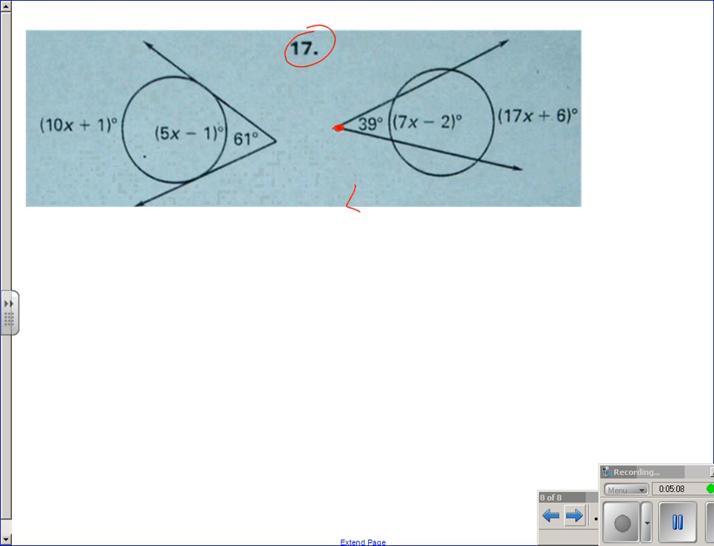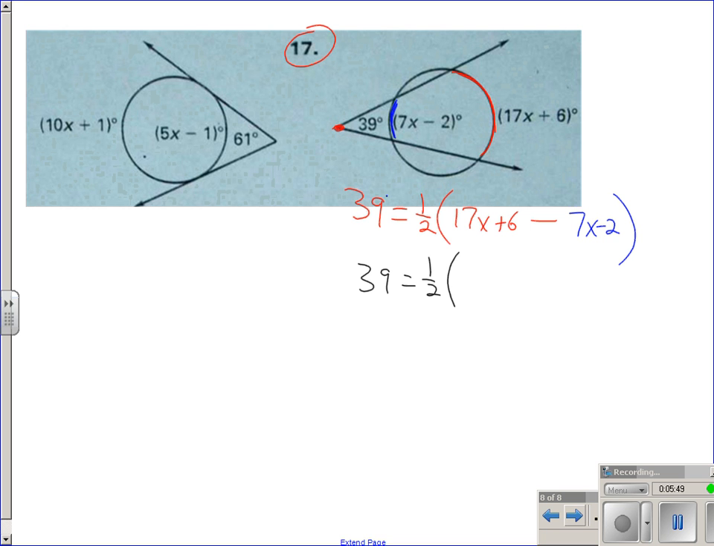So that angle, the 39 degrees, that is going to be 1/2 of the difference between the intercepted arcs. So this intercepted arc is our 17x plus 6 minus the other intercepted arc, which is this one here in blue. That is your 7x minus 2. So the angle 39 degrees is half the difference between the intercepted arcs. And so now, once we've got it set up, we've got a couple ways we can go about this.